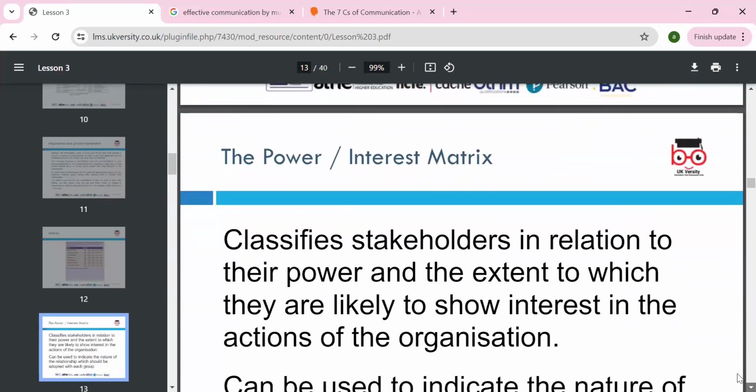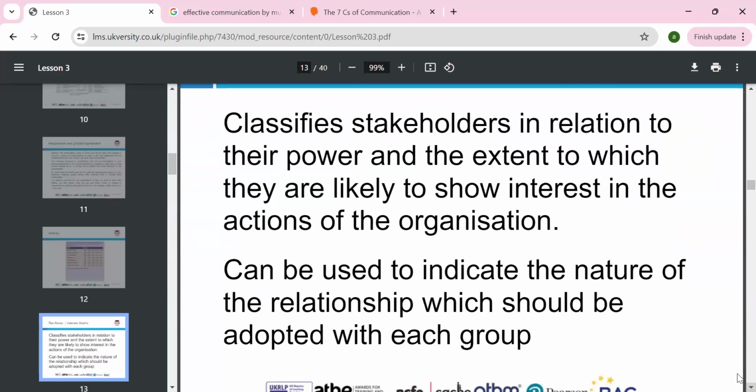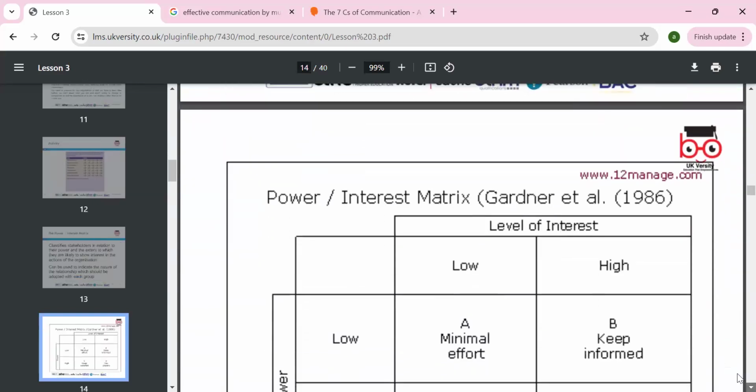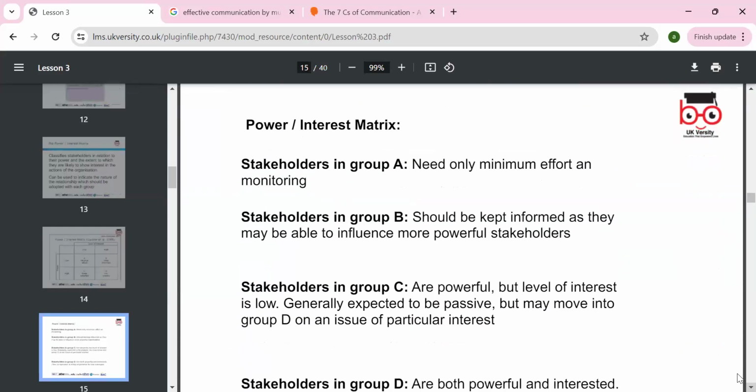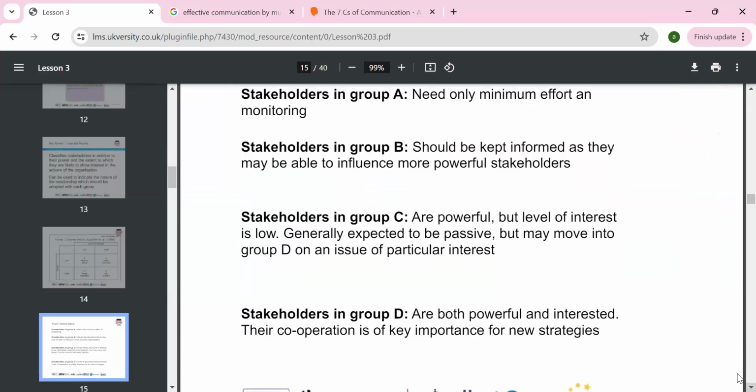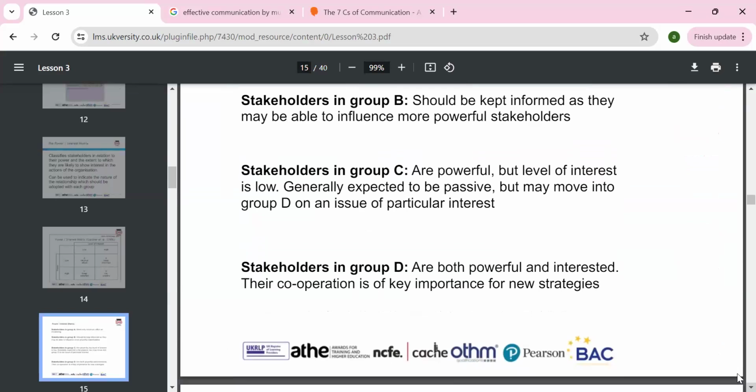That's all. Then classify the stakeholders. Stakeholders means anyone who has any interest. According to the stakeholders matrix, we can look at power and interest by Gardner. So some stakeholders have minimum power and not a lot of interest in the project, and that's fine. Keep them satisfied. Some have very high power and may be invested in the project. Keep them informed, and keep the key players who they are. You have to list them; they need minimum effort to monitor, but must be informed, as they may influence the powerful stakeholders. Those who are powerful but whose interest is low are generally expected to be passive.